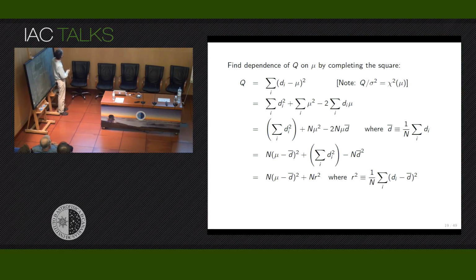So now we're going to try to make this a perfect square in mu. So we'll pull out this factor n and write this as n times (mu minus d bar) squared, so that we get this cross term here. If we were to square this, we'd see an n mu squared. We'd see a minus 2n mu d bar. But then we'd also see an n d bar squared, so we have to subtract that off.